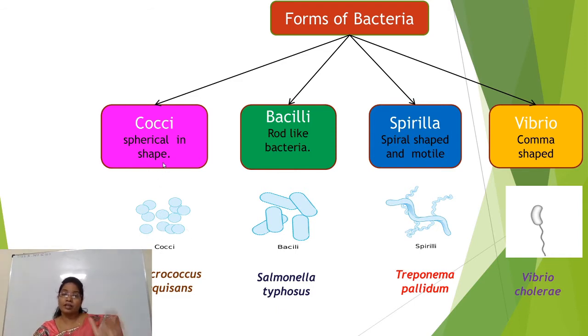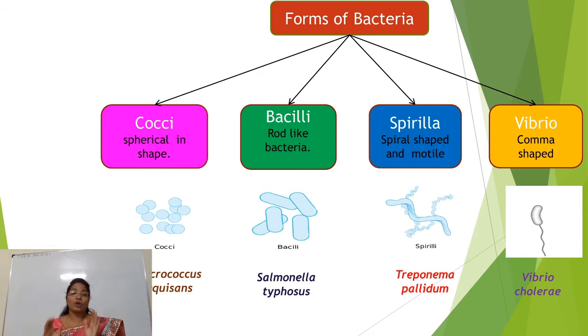Whenever there is a single bacterium, it is called a coccus, and when there are many bacteria which are spherical in shape, they are called cocci. The well-known example of coccus is Micrococcus equisens. So the second form is bacilli.